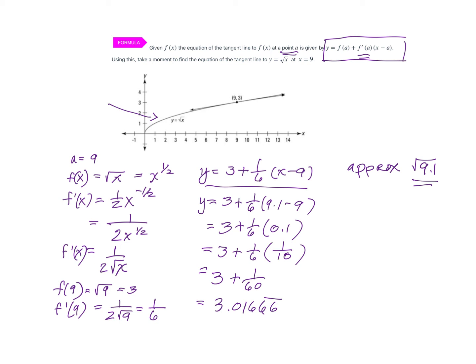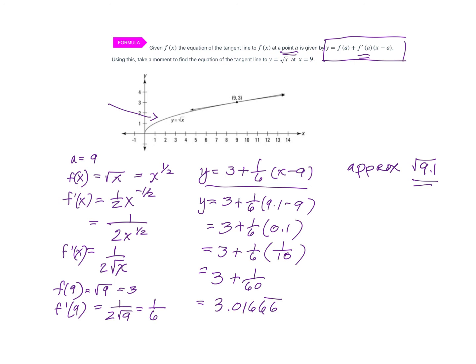Notice that if we didn't have a calculator that had a square root button, we could still calculate the square root of 9.1 just by using linear approximations. And in the old days, they did this because they didn't have calculators. Okay, so let's actually find the value of the square root of 9.1 with our calculator. So if I take 9.1 and I take the square root of it, I get 3.0166.